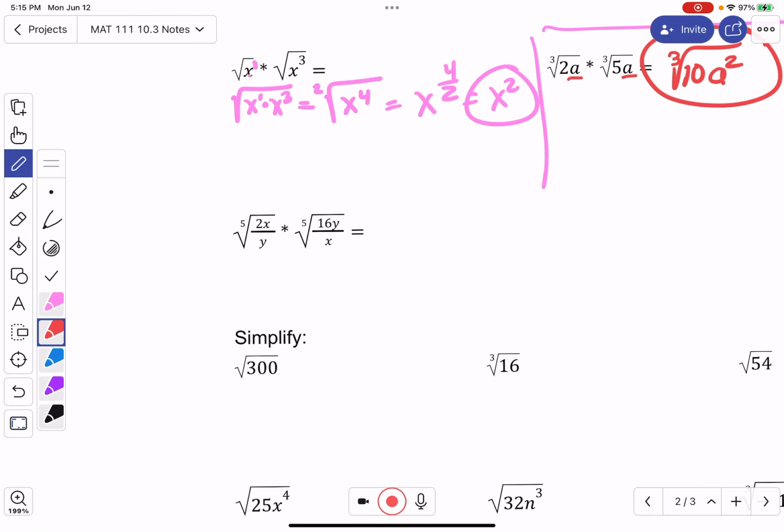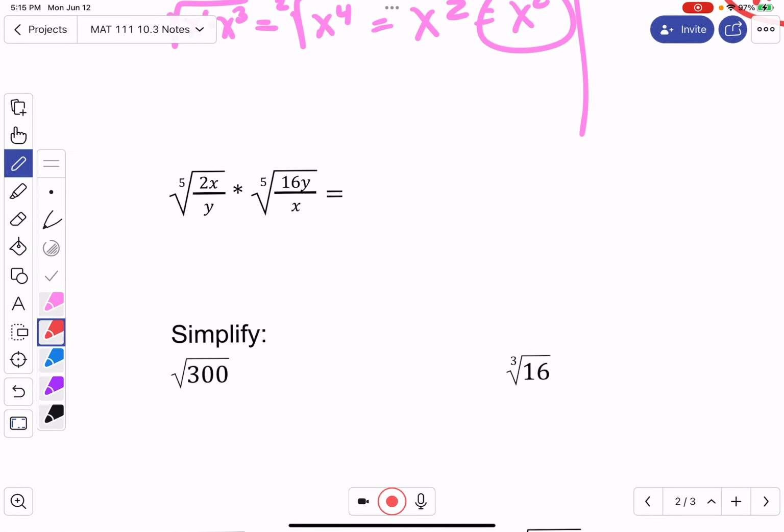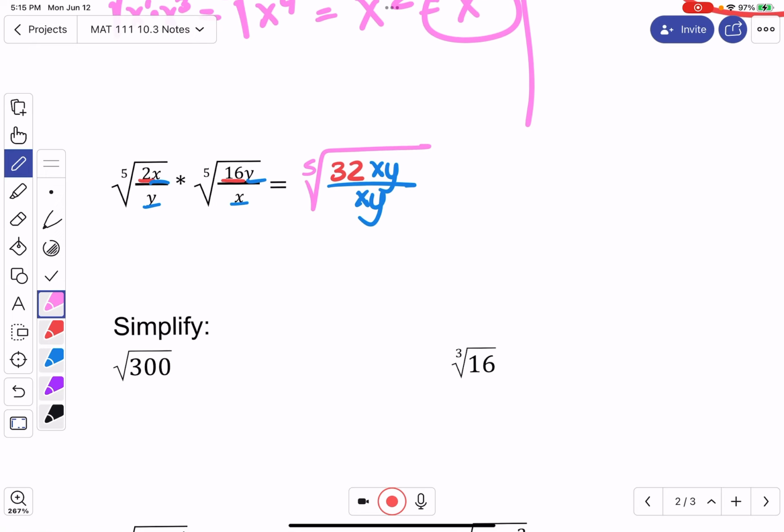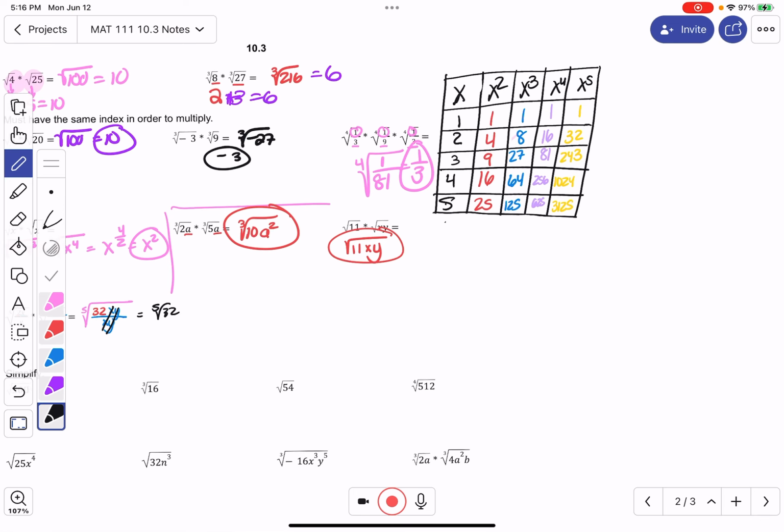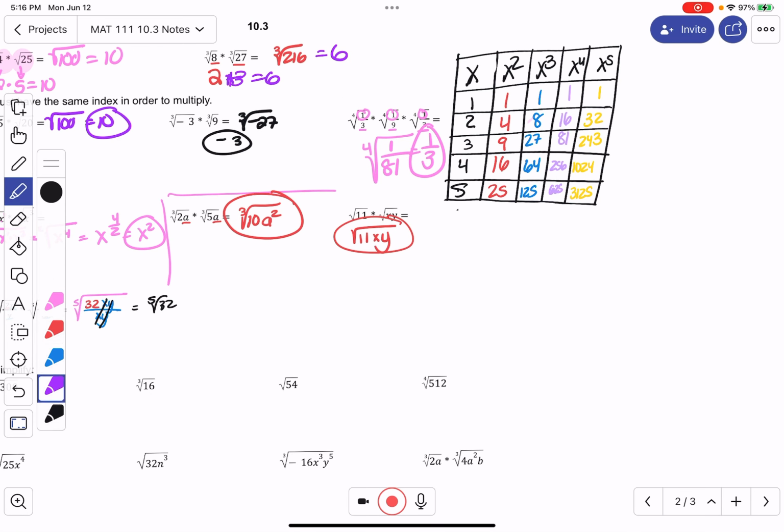All right. We got one more. 2 times 16 is 32. X times y is xy. On the bottom, y times x is the same thing, xy. So now we bring our 5th root. Well, looking in here, the xy is going to cancel because we have the same on the top and the bottom. So the 5th root of 32, if I go back to my table, 5th root, 32, 2.